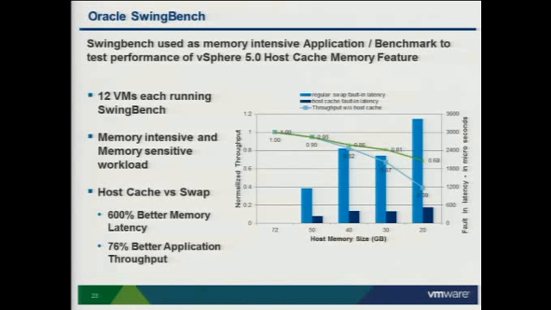You can see the bars for the host cache are significantly higher than the bars for the poor little swapping. We had 600% better memory latency when we were using the host cache, swapping out to SSDs instead of swapping out to physical, rotating storage. And we had about 76% better application throughput. That would be the score that we got from the Oracle SwingBench benchmark.